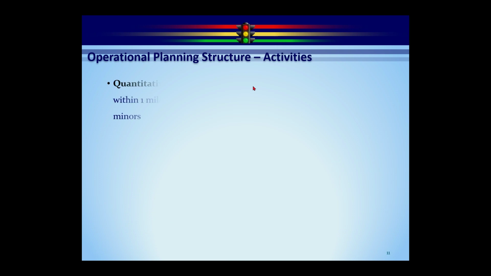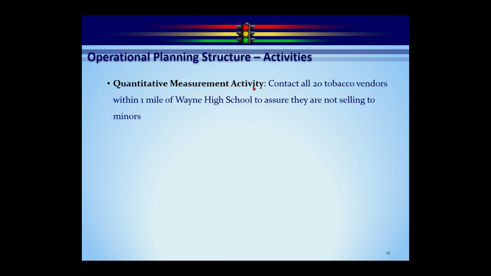The third type and the second most used type, I know it's a little confusing, is the QM activity. The quantitative measurement activity is virtually identical to the project-based activity, with the one exception that we have a target quantity. So in this case, we're going to contact all 20 tobacco vendors within 1 mile of Wayne High School, to make sure they're not selling to minors. By having that target quantity, that becomes our denominator to do calculations, and we can count anything. We can count dollars, we can count widgets, we can count car seats, whatever we happen to be counting in there. So it works out really well.